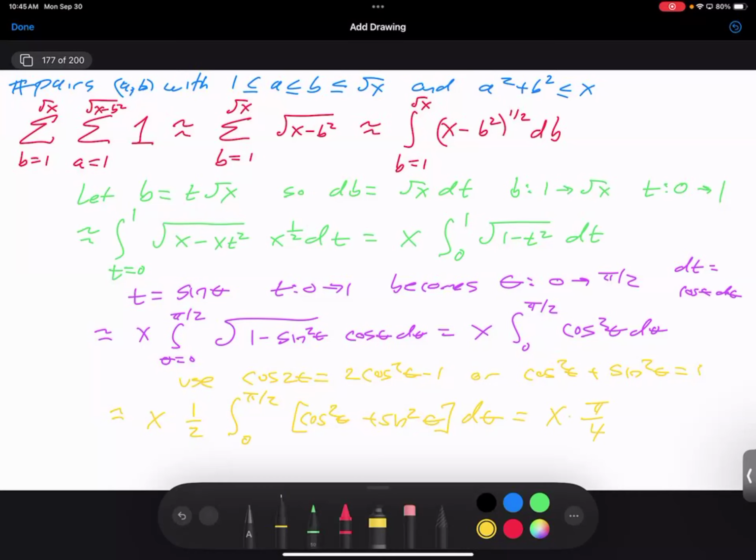Can I ask you one thing? The green line, the second green line. How do you pull x out of the integral, not x? The root of x? Oh, sorry. I did pull out the square root of x, but I also have an x to the 1/2 dt. So the x to the 1/2 and the x to the 1/2 reinforce. When I pull out the square root of x, square root of x times square root of x is x.